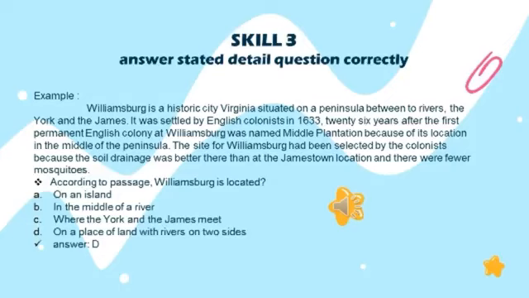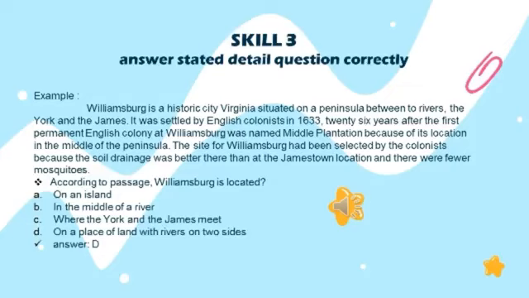Bismillahirrahmanirrahim. Assalamualaikum warahmatullahi wabarakatuh. My name is Alifatul Umniyah. Here I would like to explain about 3 skills in answering reading comprehension tasks in TOEFL.